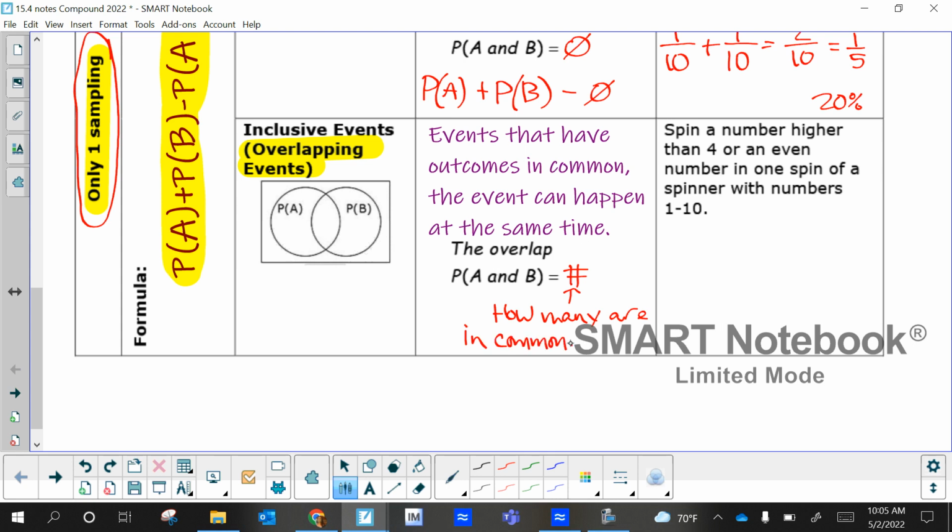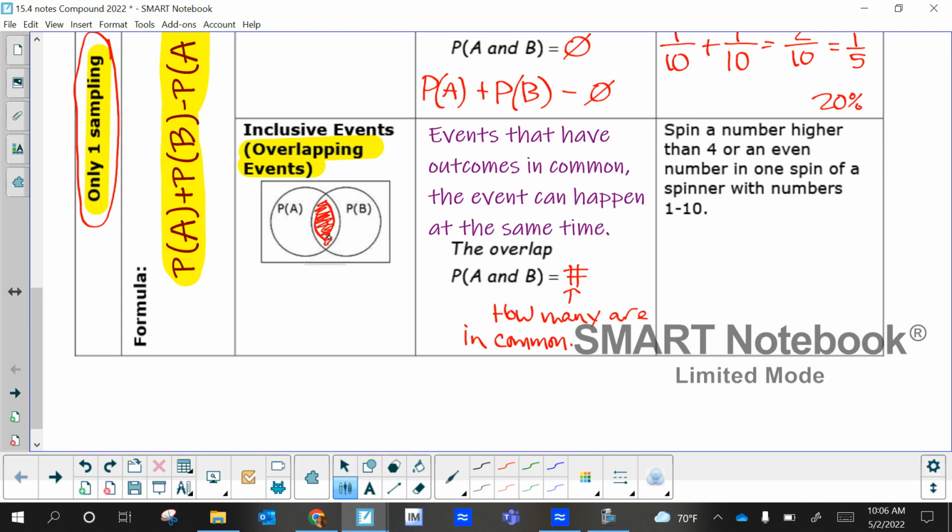Okay, so you'll see in this example that we do right now. Now, here's the Venn diagram. So you see probability of A and B. There's some that are going to share the same in both right here, okay? All right, so let's look at how it's shown in example. Spin a number higher than 4 or an even number in one spin of a spinner.